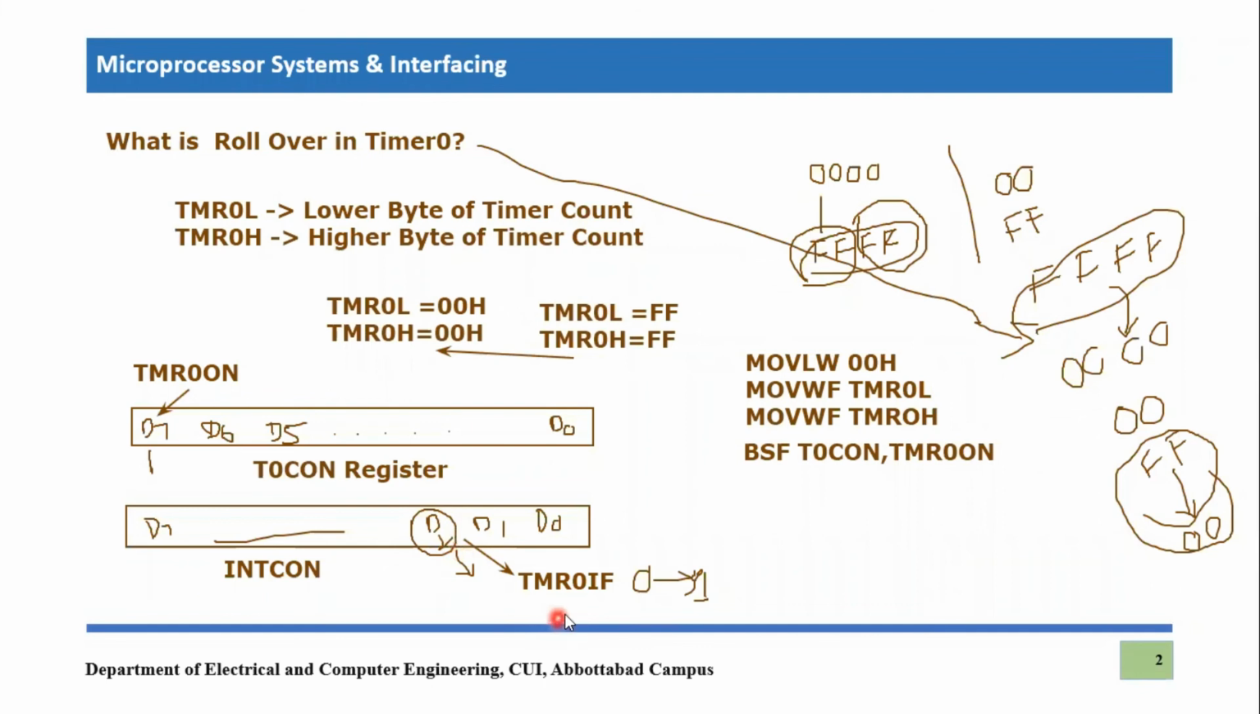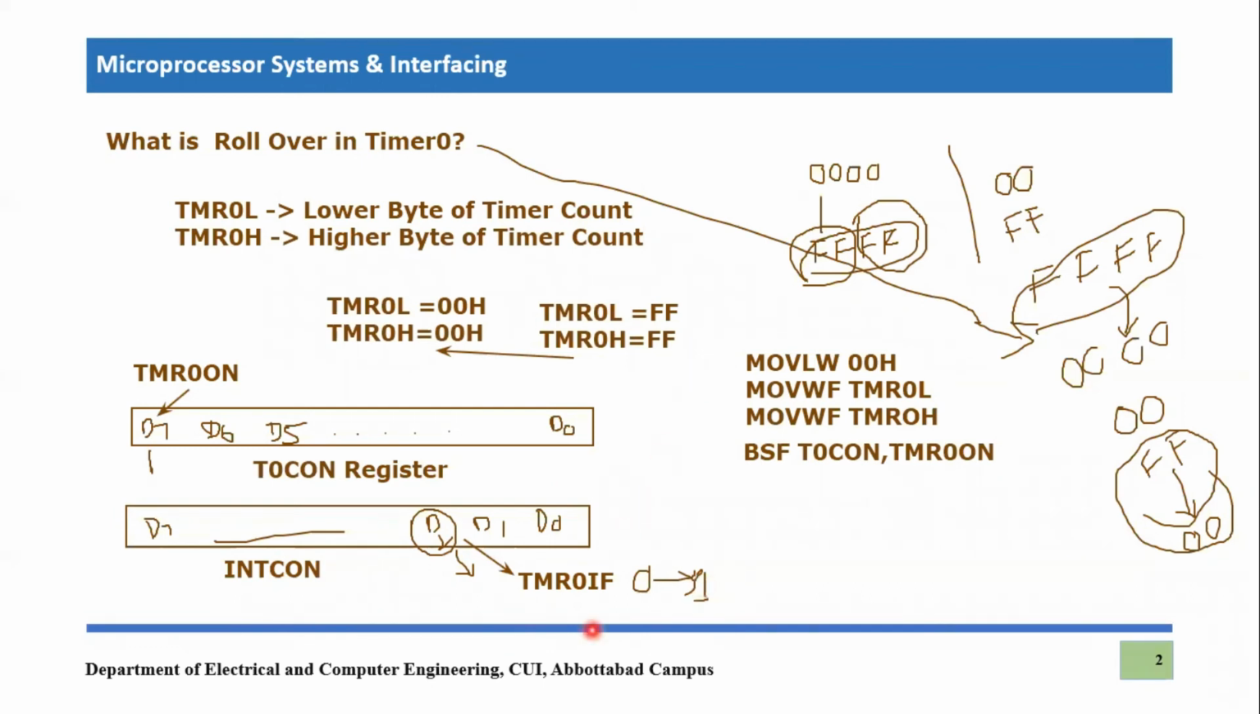And what is that bit? It is Timer0IF. Of what register? Of interrupt control, or INTCON. This register name is what? Interrupt control. That is why it is abbreviated INTCON. So this register's bit, which bit? Timer0IF, would change from 0 to 1, and it will let us know that okay, your timer has arrived at its maximum value, or the timer has expired, or the timer has completed its count.